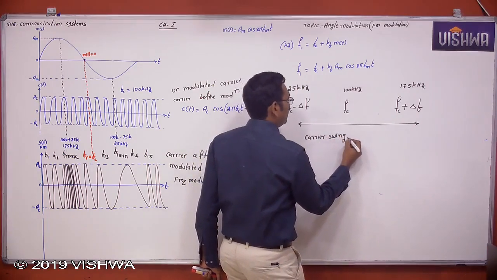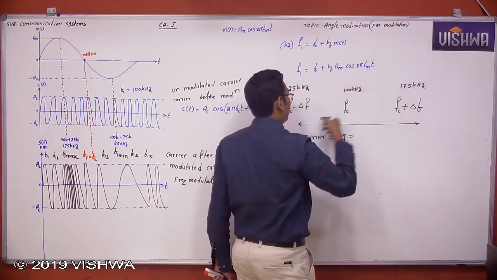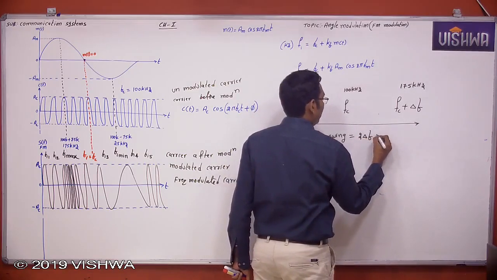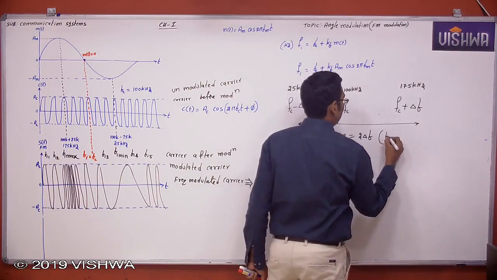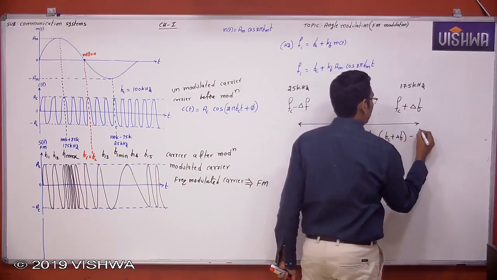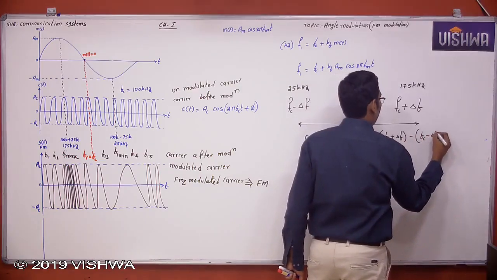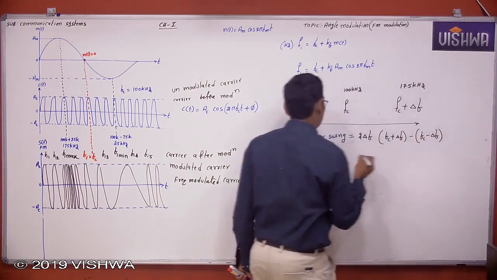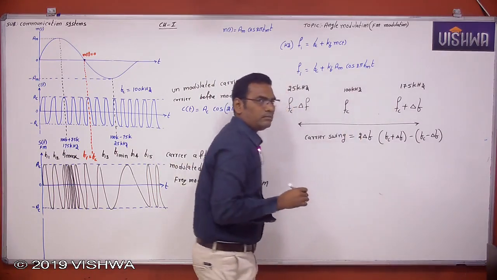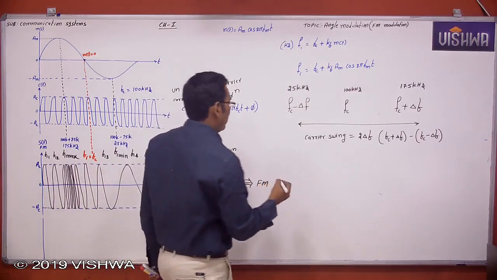The carrier swing is Fc plus delta F minus Fc minus delta F, which is nothing but 2 delta F. This is the carrier swing. The carrier swing is 2 delta F.